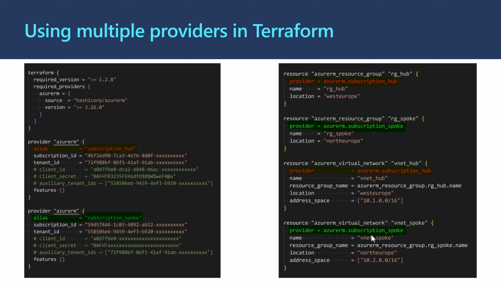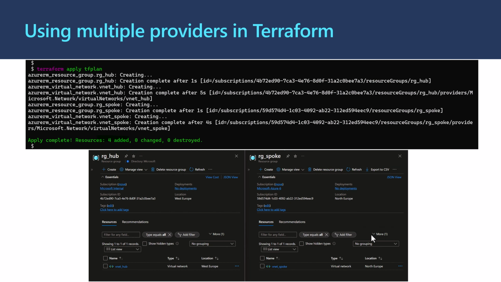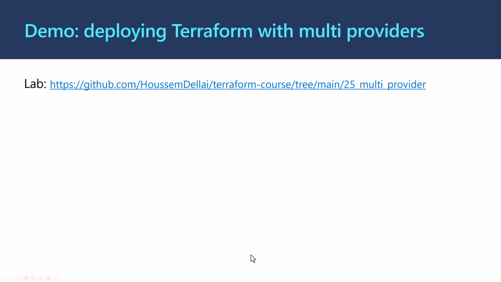The result of the execution of this Terraform configuration is the following. When we apply that Terraform configuration, we would see that the deployment happens into different Azure subscriptions. You note here we have different Azure subscriptions for the hub and for the spoke. Each one is deployed to a different subscription, and we see that clearly from this screenshot. So let's see a demo of how this works.